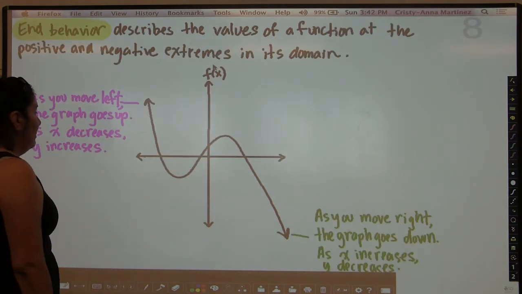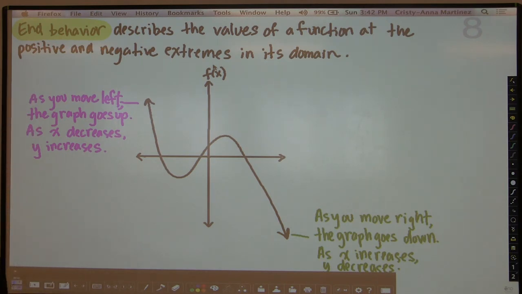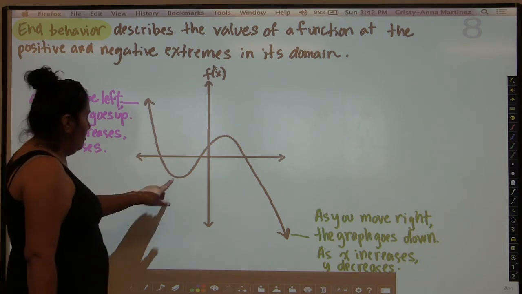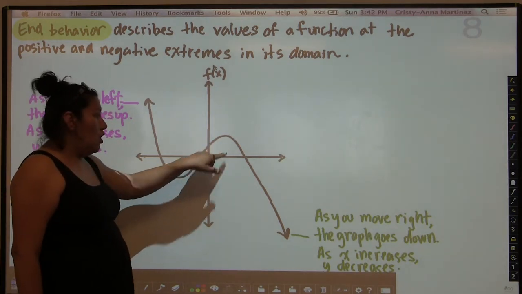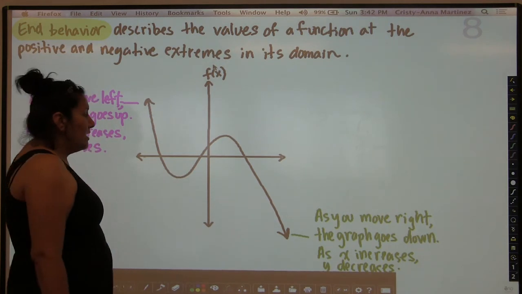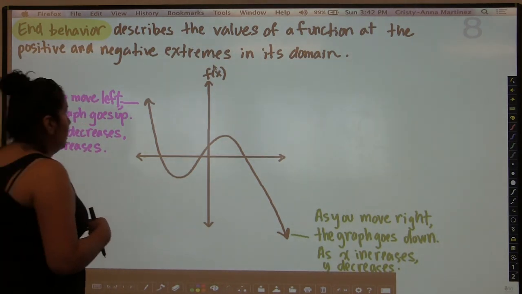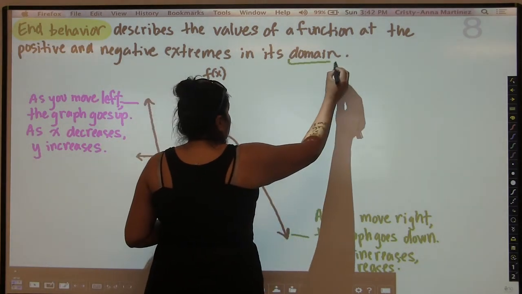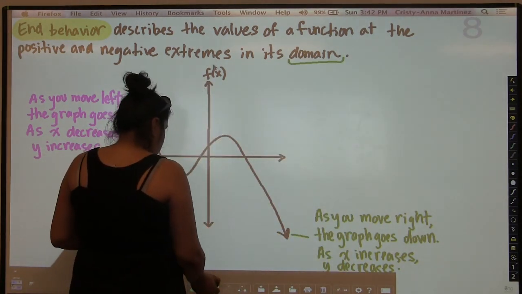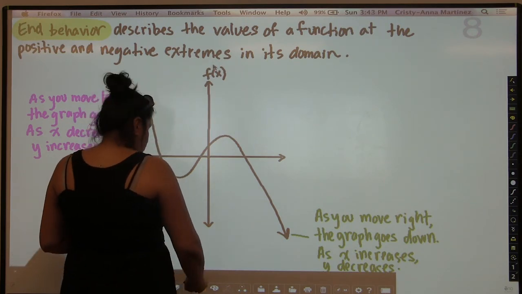Okay, and the last topic that we have before our last example is end behavior, okay? So end behavior describes the values of a function at the positive and negative extremes in its domain. This is not the same thing as max and min. I am not looking for the valley and the hill or the min and the max, okay? I'm trying to see what happens when the domain values are at extremes.